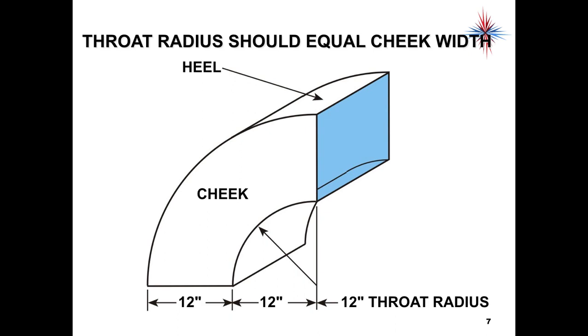Okay, throat radius should equal the cheek width. So if you take a look at the 12-inch cheek, and again, we're introducing a new term. We have throat, we have heel, and we have cheek. So the cheek is the sweeping side of the duct. If that is 12 inches wide, then the radius, remember radius is half of a circle from the center point of a circle out, I have to have 12 inches, or the air is just not going to flow smoothly across that.